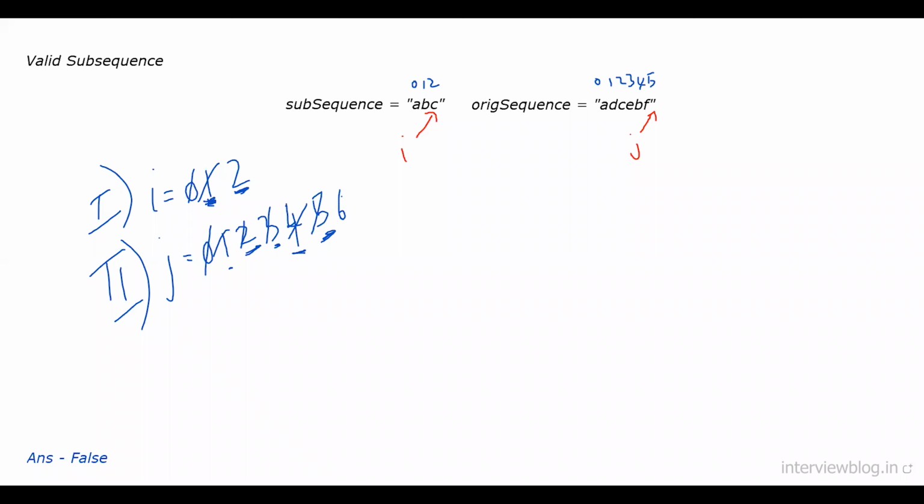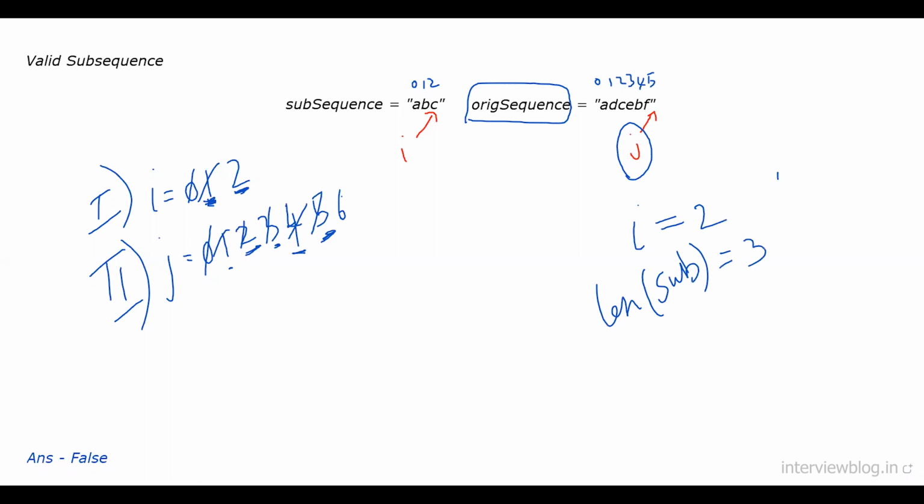So now we can see that our jth pointer has now finished traversing the entire original sequence, and hence in this case we'll be checking if the value of I, which is 2, is equal to the length of the subsequence. Since the value of I is not equal to the length of subsequence, our function will return false in this case. So hope you understood the solution.